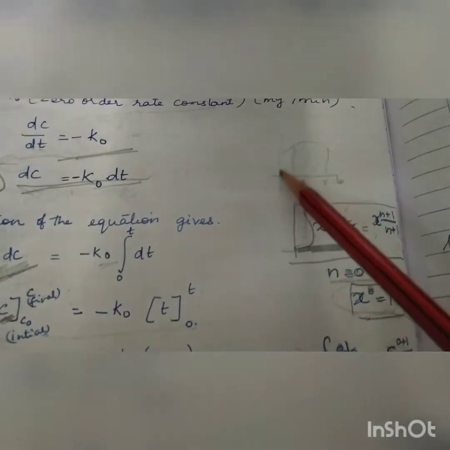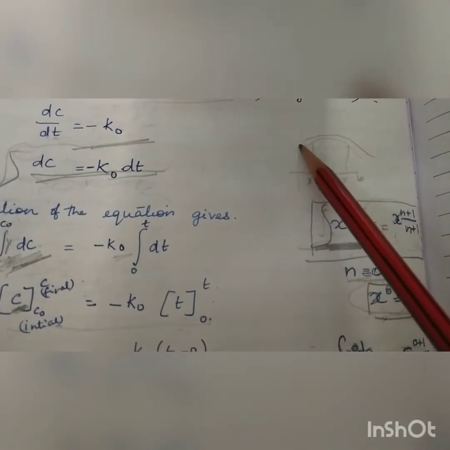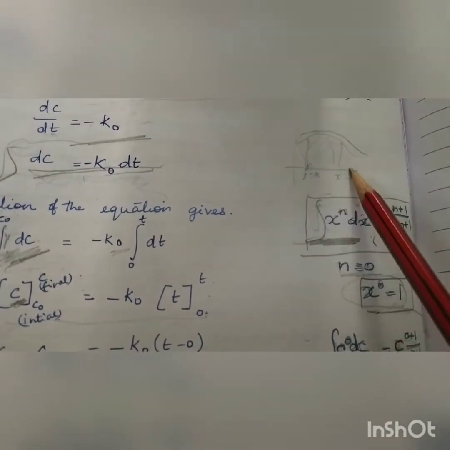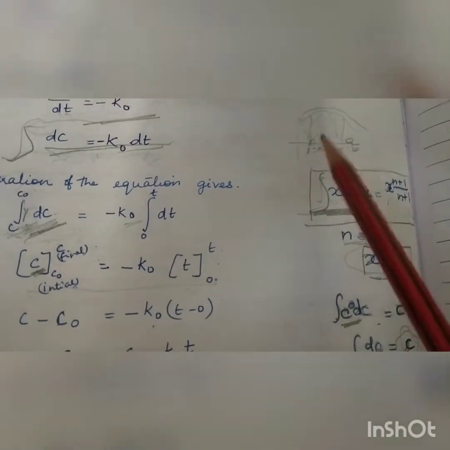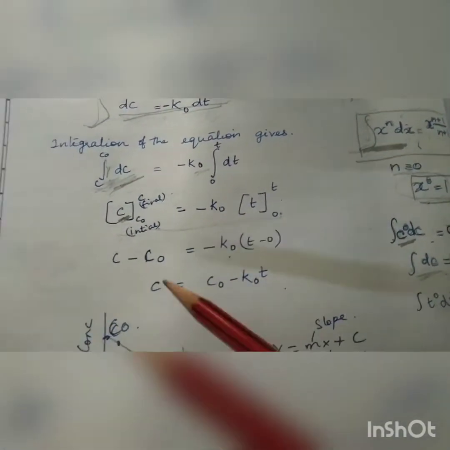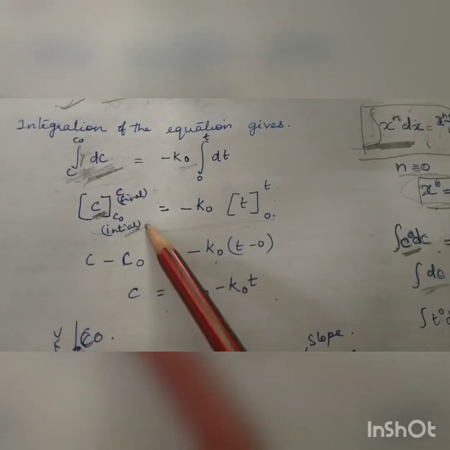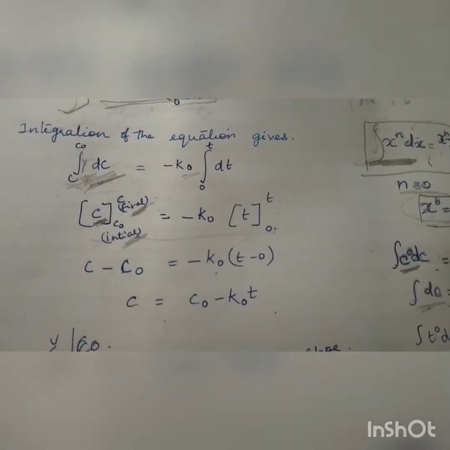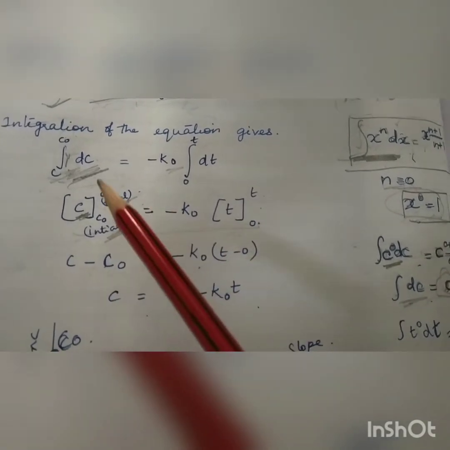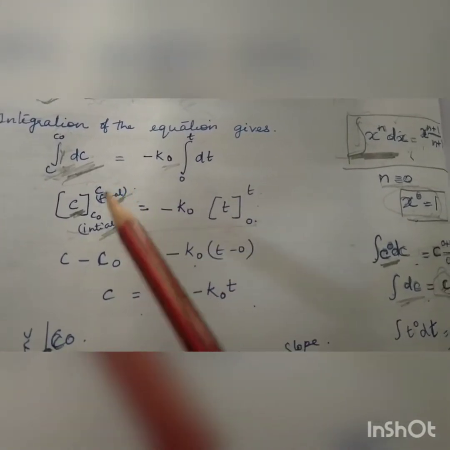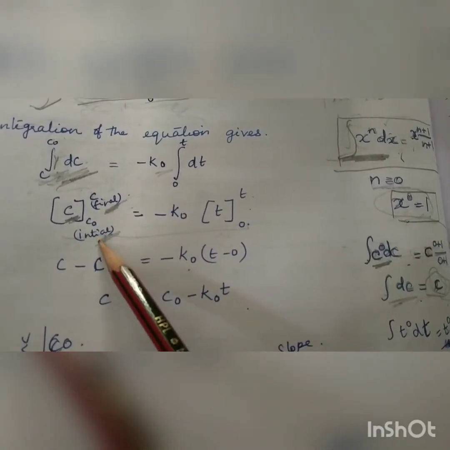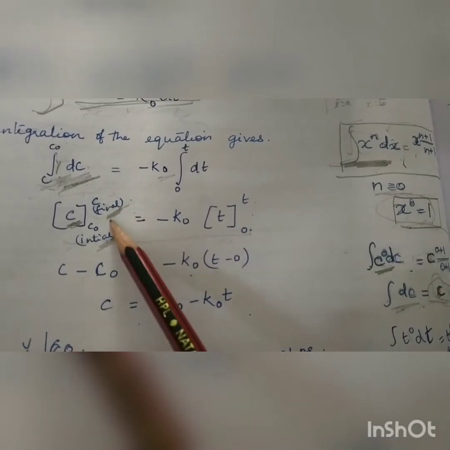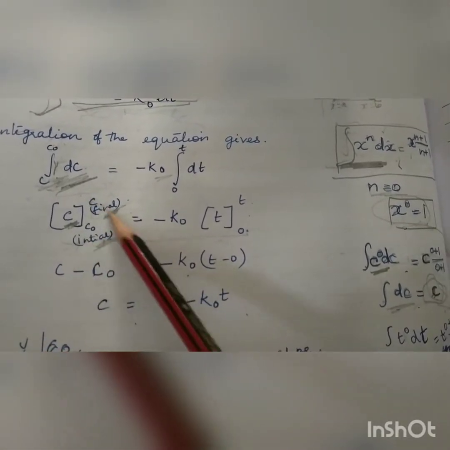For example, this is a curve. If you want to find out this area, if you put these limits in this equation, you can easily find out the concentration. Now here we need to apply the initial concentration and the final concentration. Final concentration is what you need to find out. The initial concentration you know, from the amount of the drug administered. This is the limit you are applying here.